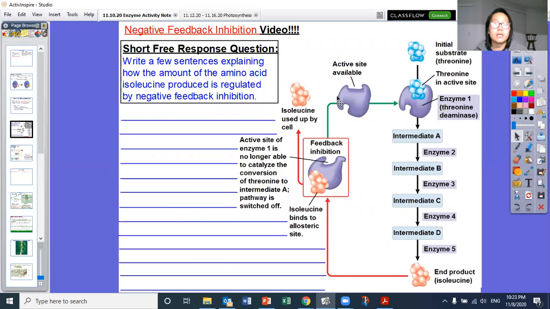So I'm going to show you a video, and basically it's going to be about negative feedback inhibition. I'll explain the name of this video, negative feedback inhibition, after we watch the video, because it literally is what it is. And there's a diagram over here that's also illustrating it, but I'll show the video first. And then you're going to write a few sentences explaining how the production of the amino acid isoleucine is regulated by negative feedback inhibition, and that's shown here.